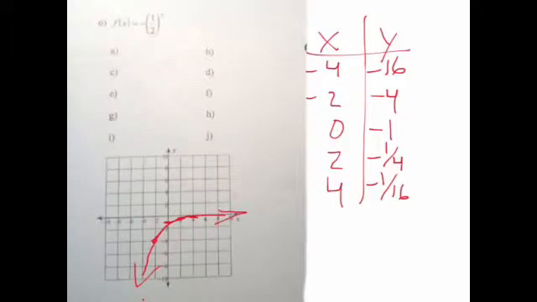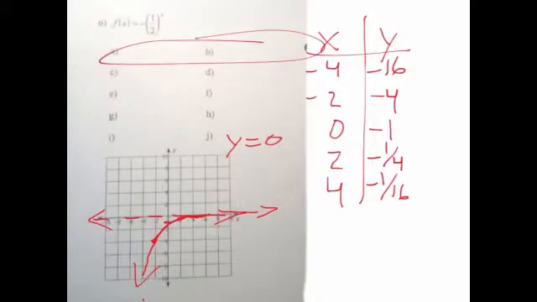And it gets really close to that x-axis, but doesn't cross it. The x-axis equation is the equation y equals 0, and that's called your asymptote. And it gets really, really close to that, but doesn't cross. Time to do domain and range.